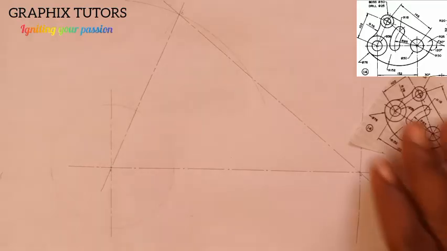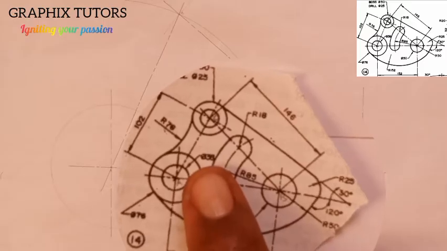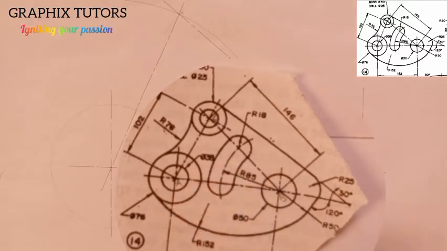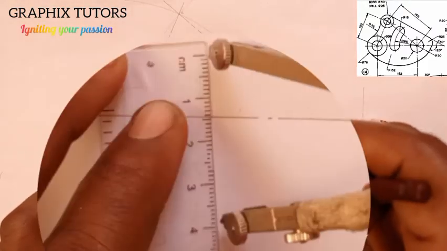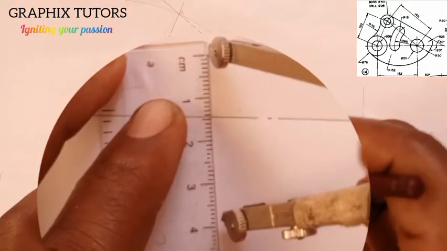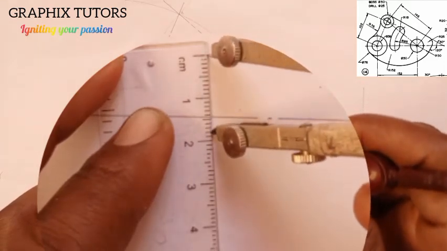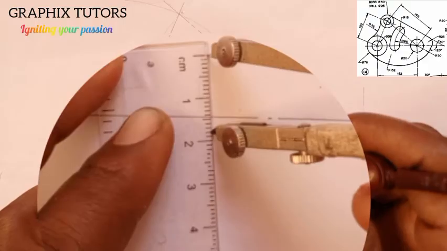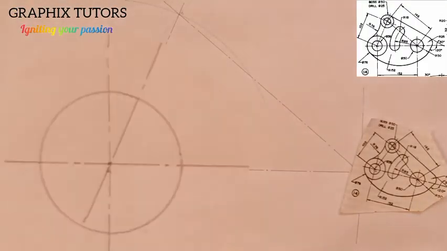Now, the next one is another inner one, which is called what? 36. And the radius of 36 is what? That will be 18. So I'm going to measure 18 for the inner one, but in this case, I'm going to thicken it. That is 18. All good. I'm going to place it here. And I'll draw my circle at this point. So that is the 18.